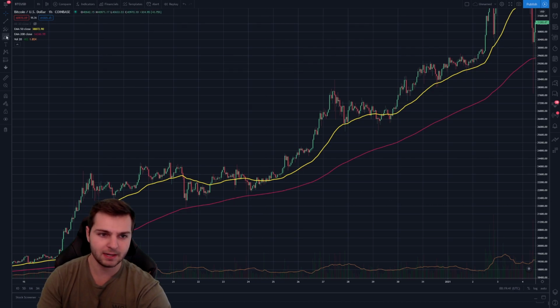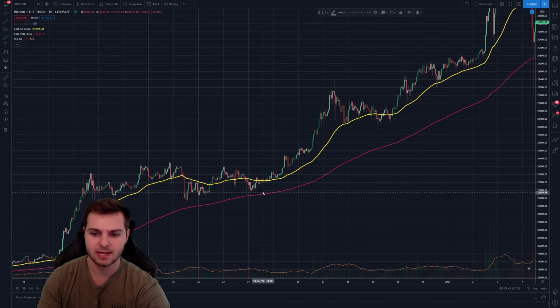Now, even again, once the 50 EMA broke over in here, the 200 EMA held. So we broke through this. Where do we bounce off of? The next EMA, which is the 200.